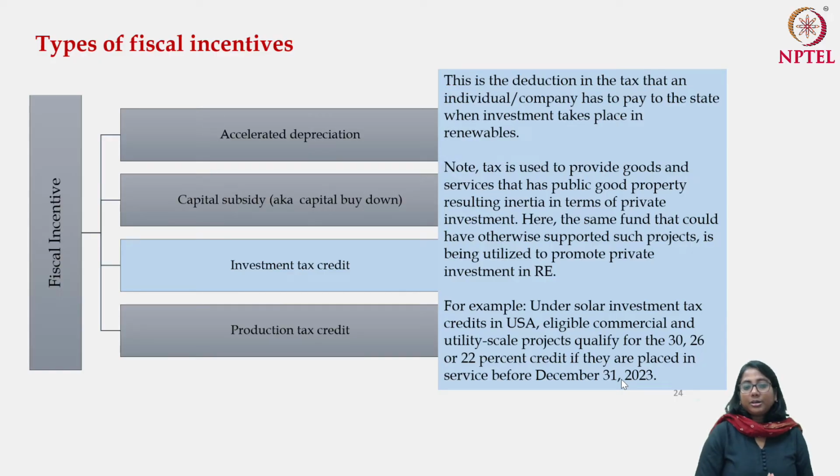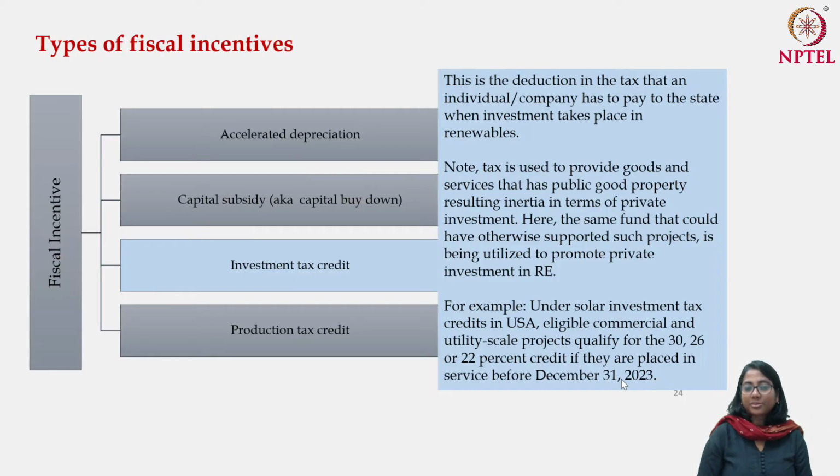The third option that we are going to talk about is the investment tax credit. So under capital subsidy, we have seen that the government is actually paying some money in order to subsidize the capital investment. Here, what the government is doing is basically a deduction in the tax that an individual or company has to pay to the state when investment takes place in renewables. So instead of paying the money in the form of tax to the government, you can use a proportion of money in order to set up the renewable energy supply system.